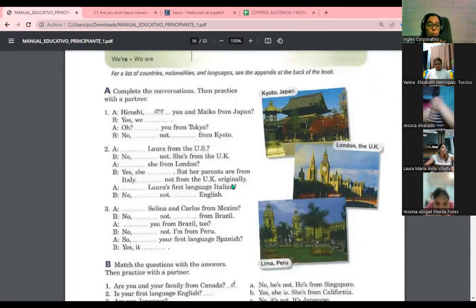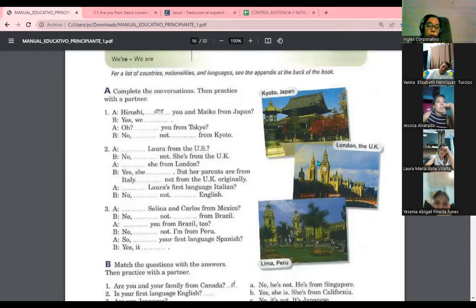Hiroshi, are you and Michael from Japan? ¿Qué le responde? Yes, we are. ¿Por qué yes, we are? Y no son sería varios. Ajá, porque está preguntando are you, more than one. Y sabemos que tiene acá the verb be are. Entonces, por lo tanto, voy a responder with are, right? Very good. Entonces, yes, we are. O sea, es una manera afirmativa, ¿verdad?